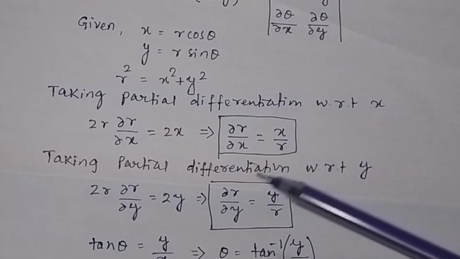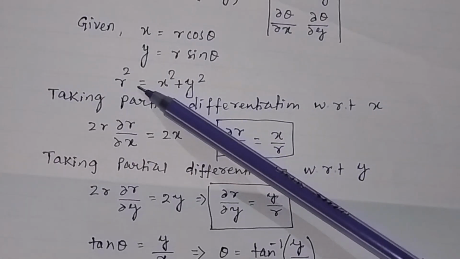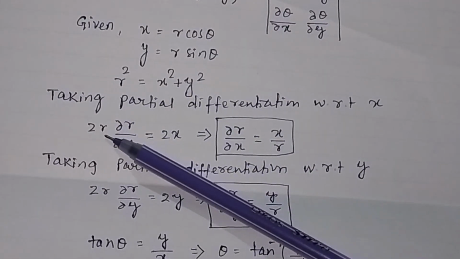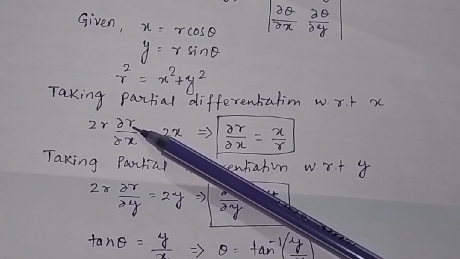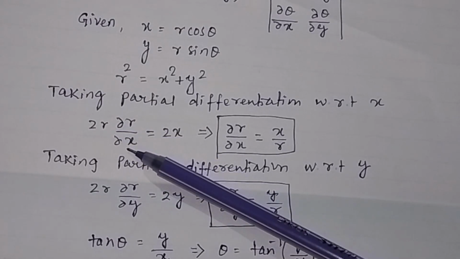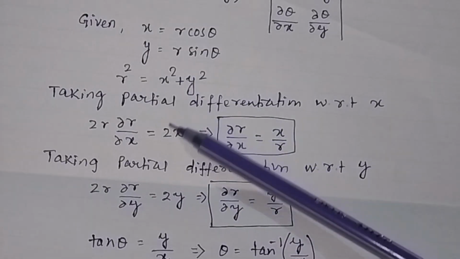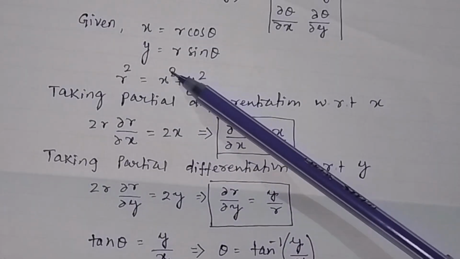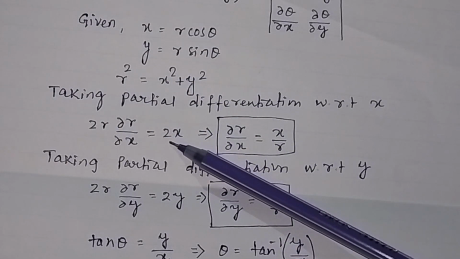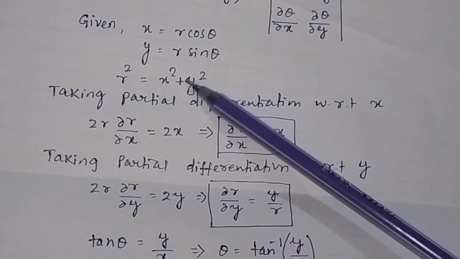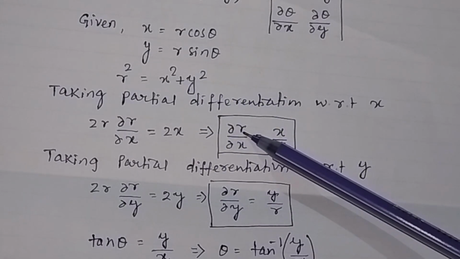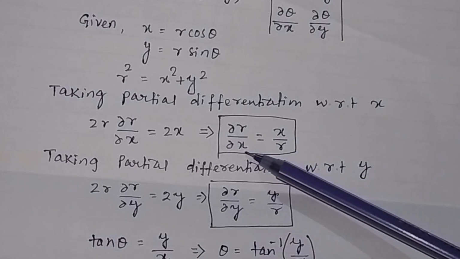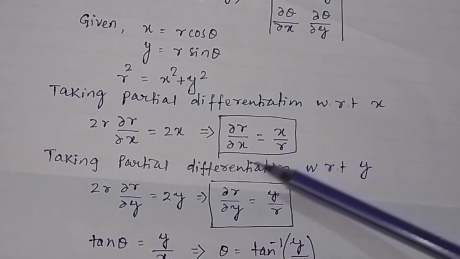If you take the partial derivative of both sides, for the left hand side the partial derivative of r square with respect to x will be 2r times the partial derivative of r with respect to x, and the right hand side will be 2x. The partial derivative of x square is 2x, because the partial derivative of y square with respect to x is 0. So the partial derivative of r with respect to x is equal to x by r.